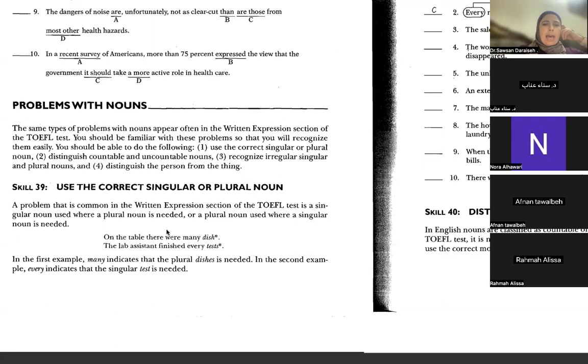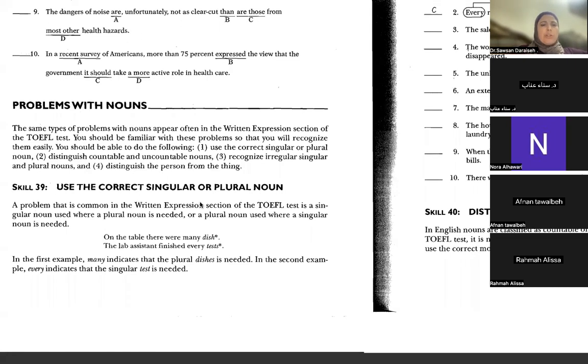Okay, take a look at this section. Or did I talk about this? Recognize irregular... okay, I'm sorry, I didn't talk about this. Recognize irregular singular and plural nouns. Okay, irregular singular, plural nouns. What does that mean? Irregular means it does not follow the rule. The rule usually is to add an s to make a plural. But what if we don't add an s to make the noun plural? That means it's irregular.